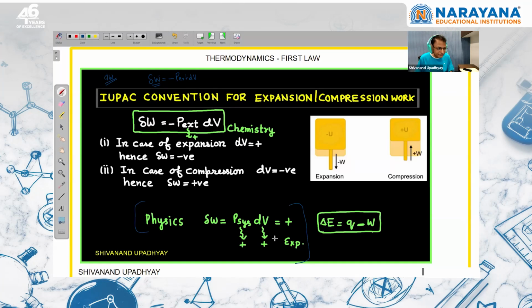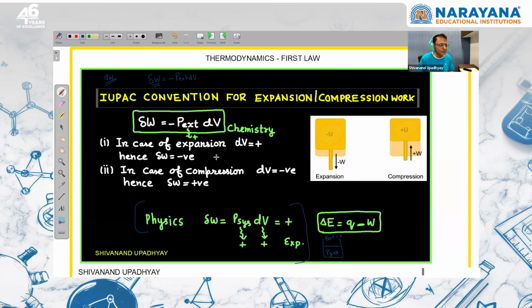But suppose this is the European convention, and in this there is a problem, like we cannot define free expansion. According to free expansion, suppose I am saying that this is a gas and there is a pressure of this gas, and outside P external is 0, vacuum. So according to physics, if I am saying that this is the pressure of the gas and this is the volume change, in expansion, volume change will be positive, pressure of the system will be positive. So in free expansion, according to physics, work should be positive, meaning work is done by the system.